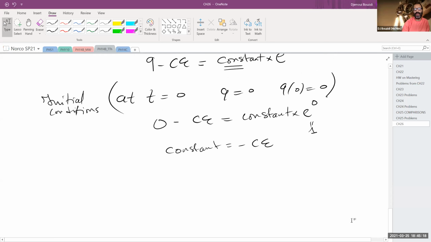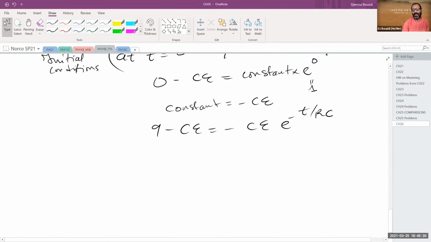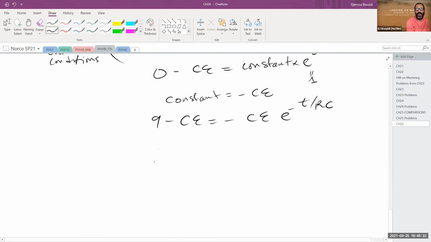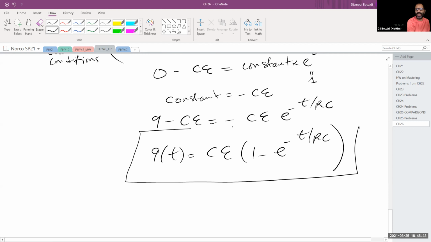So now we have q minus C epsilon is equal to minus C epsilon exponential of negative t over RC. And if I move negative C epsilon to the other side and take it as a common factor, it's going to be positive. So q sub t now is equal to C epsilon times 1 minus exponential of minus t over RC. So this is how we charge a capacitor. This expression is of utmost importance because it helps us understand how we charge a capacitor.